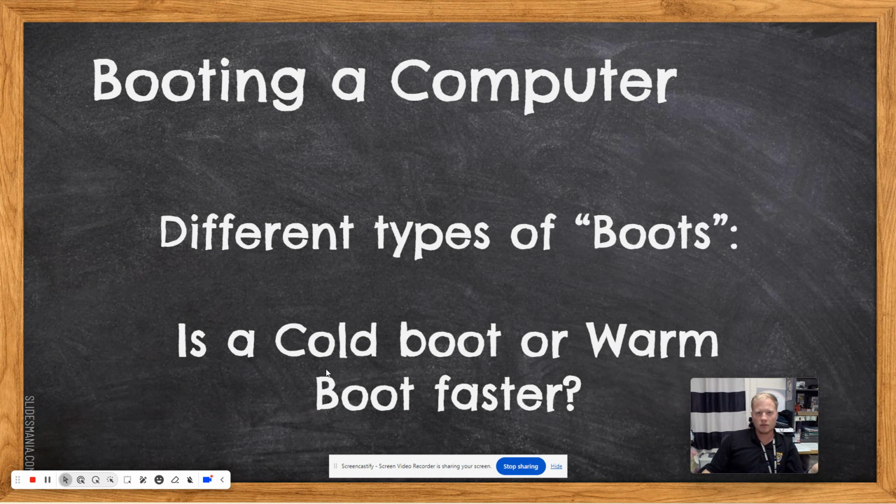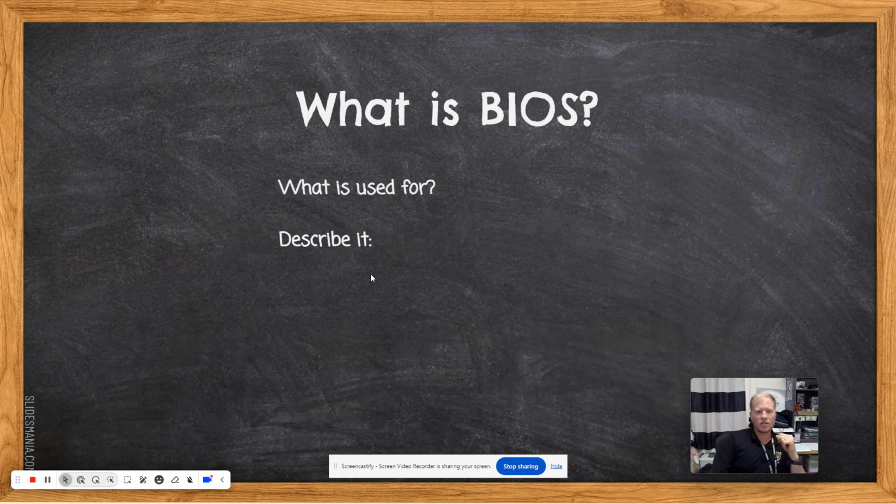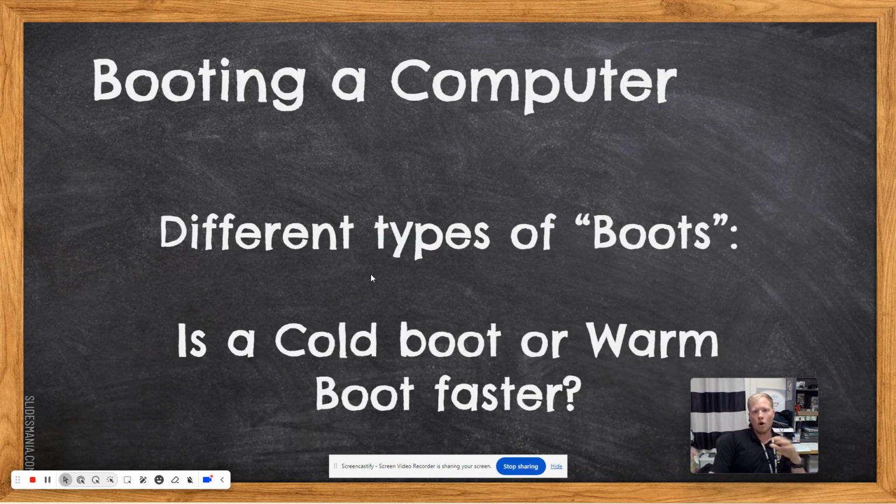What do you think is faster, right? If you think of anything in science, the warmer it is, the faster it is. So a warm boot's going to be faster. But all the difference you need to know is a cold boot is starting up from off. If your computer is completely powered off and you start it up, that is a cold boot. A warm boot is simply restarting your computer. Your computer stays on the entire time. It is never cut off.